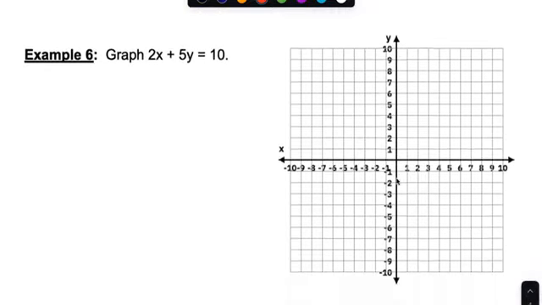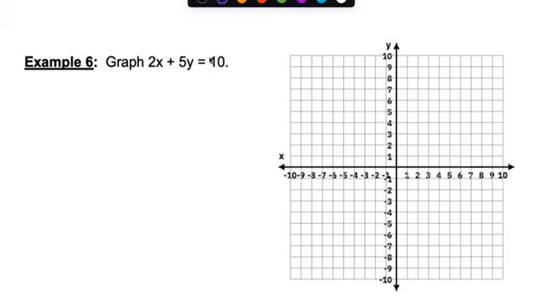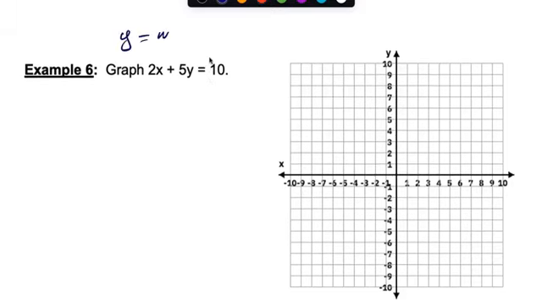So let's do the same thing with this one. We want to graph using slope-intercept form. Now the thing here is it's not in slope-intercept form, so we've got to put it in slope-intercept form first. Remember, slope-intercept form is y equals mx plus b. So we have to get the y by itself. So if I want that, I'm going to get rid of this 2x here. So we subtract 2x from both sides.